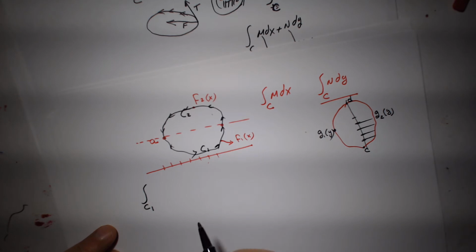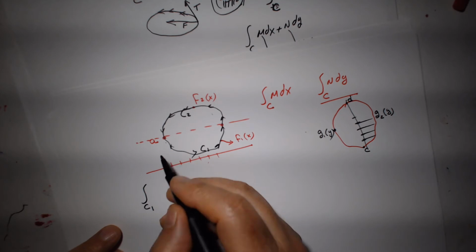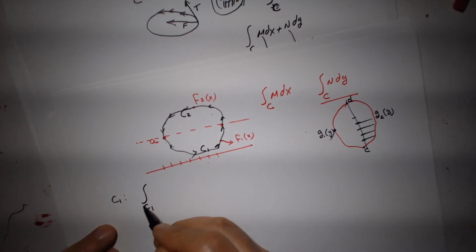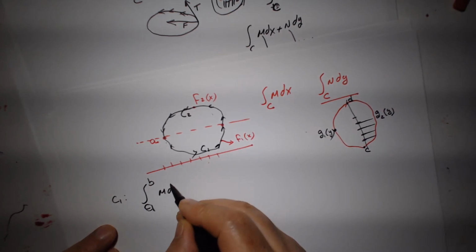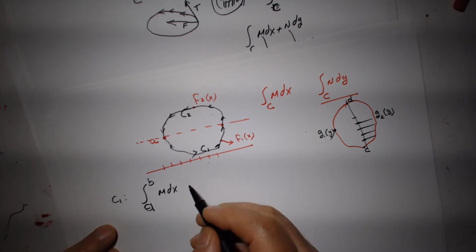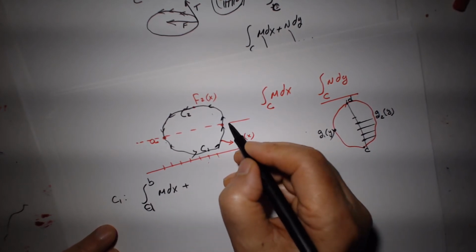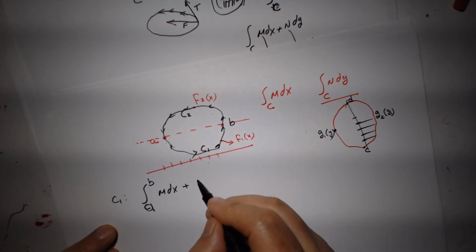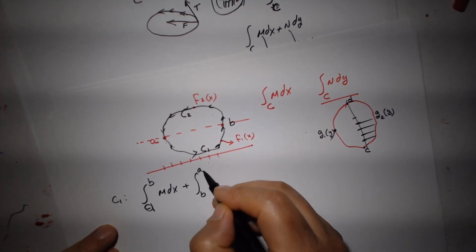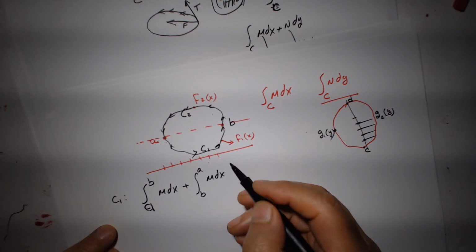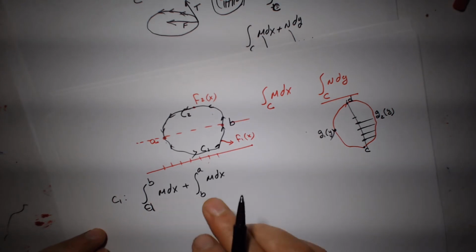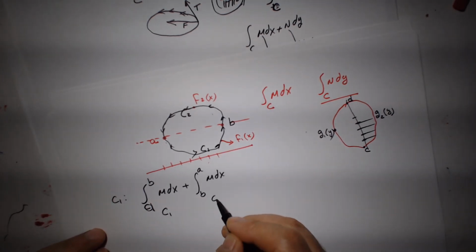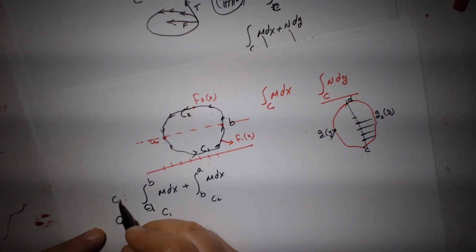I say C1 is, okay, I'm starting from C1. From A, I'm writing the C1. From A to B, M dx, plus B to A, M dx. I'm going to do the line integrals, and I'm going to say this is for C1 and this is for C2, and the whole thing becomes C, the path.